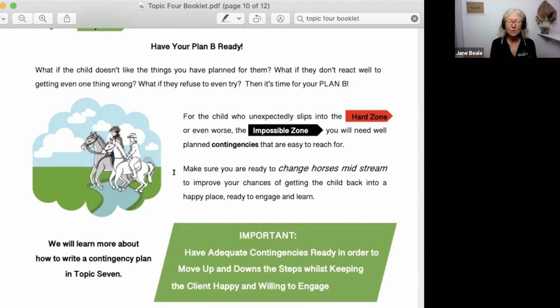In topic 7, we will do a lot more on contingencies and we'll actually learn how to write a contingency plan. So for now, we're just having our first look at what contingencies are. And you can see there it says important. Have adequate contingencies ready in order to move up and down the steps whilst keeping the client happy and willing to engage.